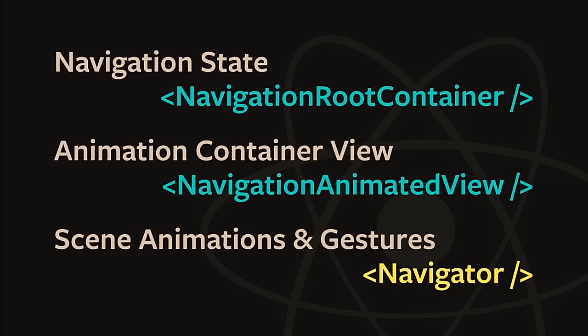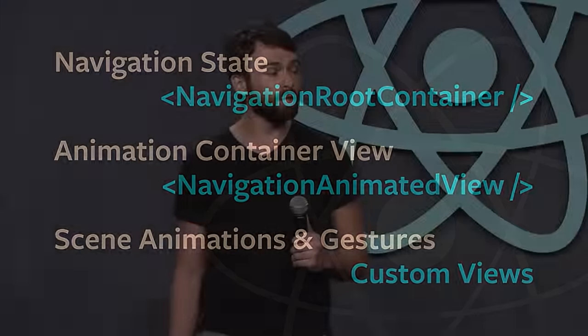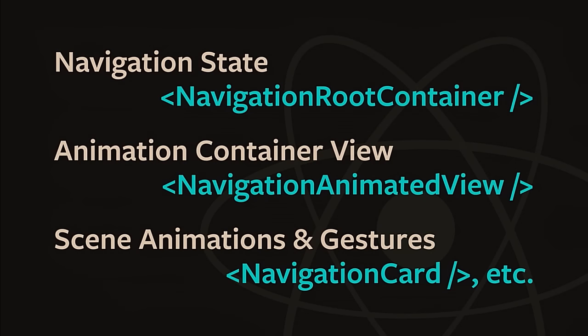And lastly, we want to use custom views for the cards and modals displayed in the animation container. This way, we can utilize the new animated library to build our scene animations and decouple gestures to support custom scenes like the photo viewer. But we also want to provide pre-built components, like navigation card, so it's still really easy to get up and running.